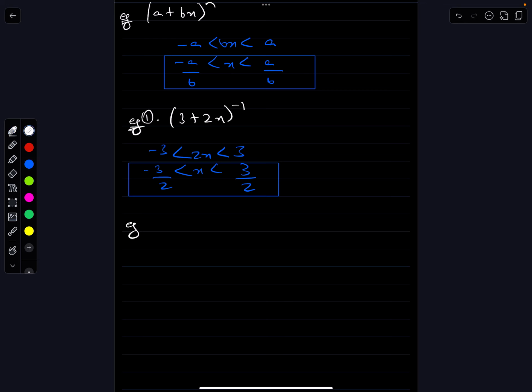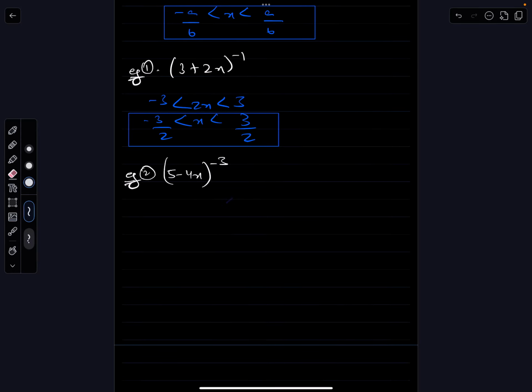Similarly, if I have something like (5 - 4x)^-3, let's say, the method of finding the range of validity remains the same. We are only concerned about a and b. Thus, we have 4x lies in between 5 and minus 5. And note that we need not be concerned about the sign in between. So, we'll divide everything by 4, and the range of validity for x is this.